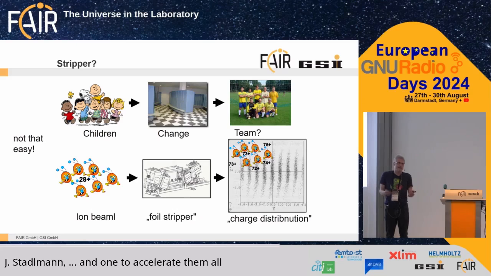You have uranium with 28 electrons gone, so the usual chemistry lab cannot do that anymore. And then we accelerate them further, and shortly before we inject them into the synchrotron, we hit a thin foil, and again we strip off charges, and the most abundant charge state is 73+. So you get a distribution like that.